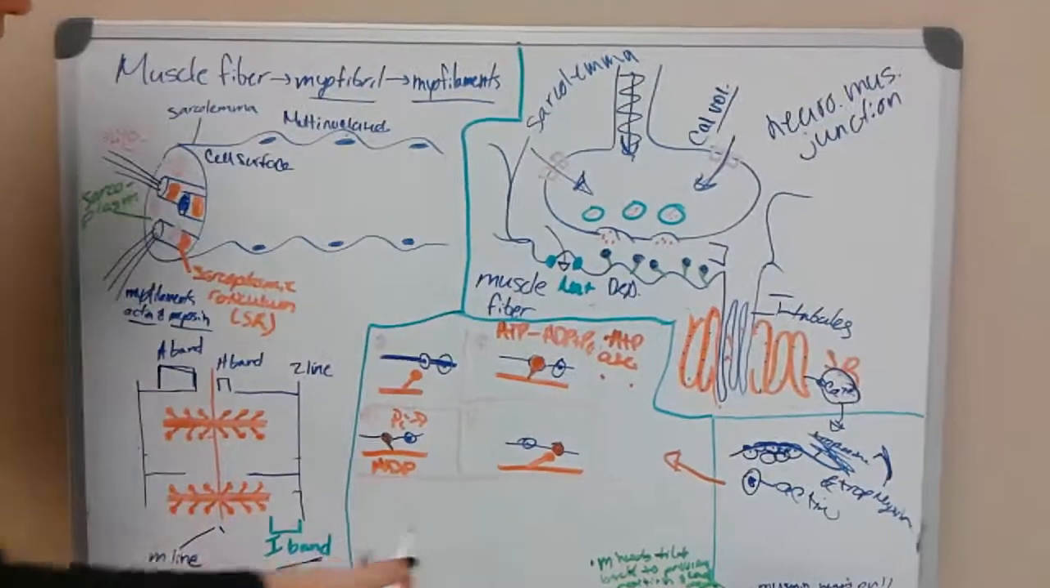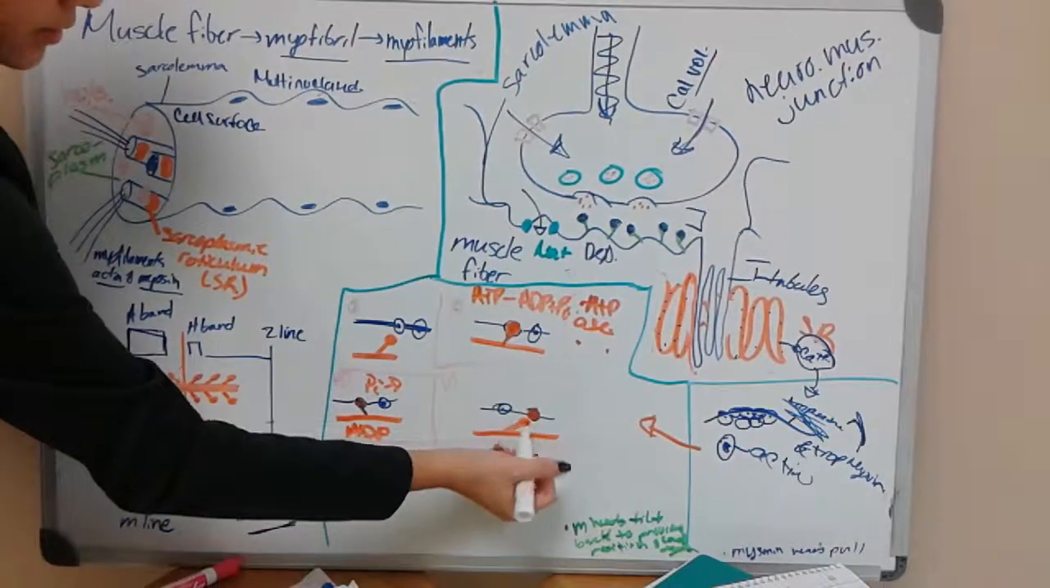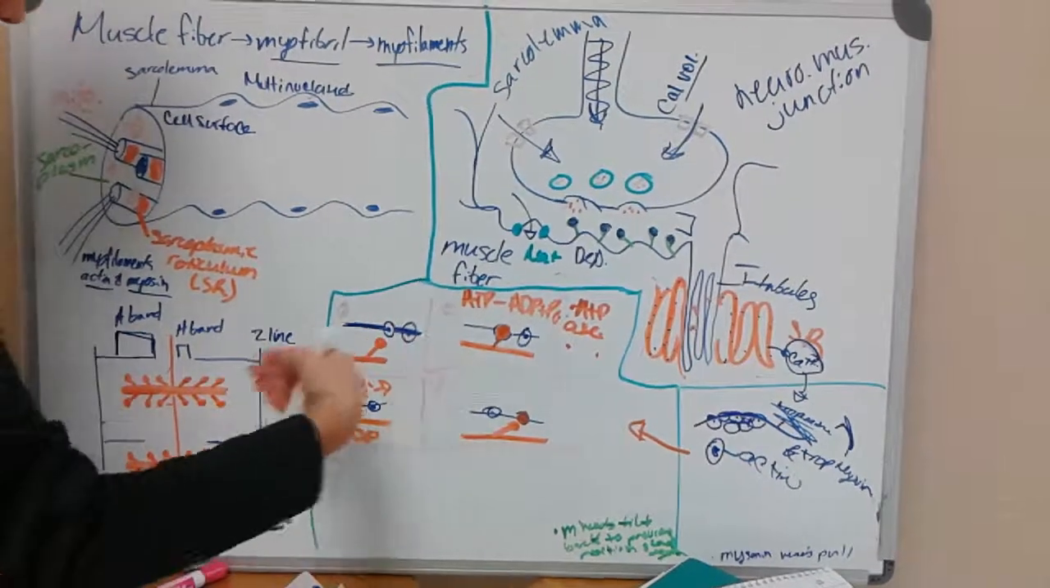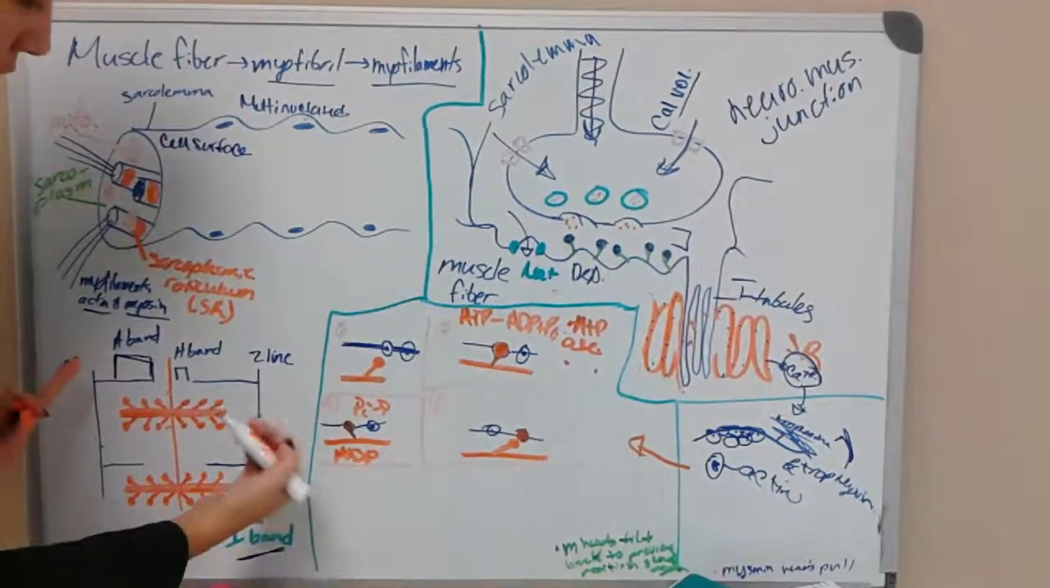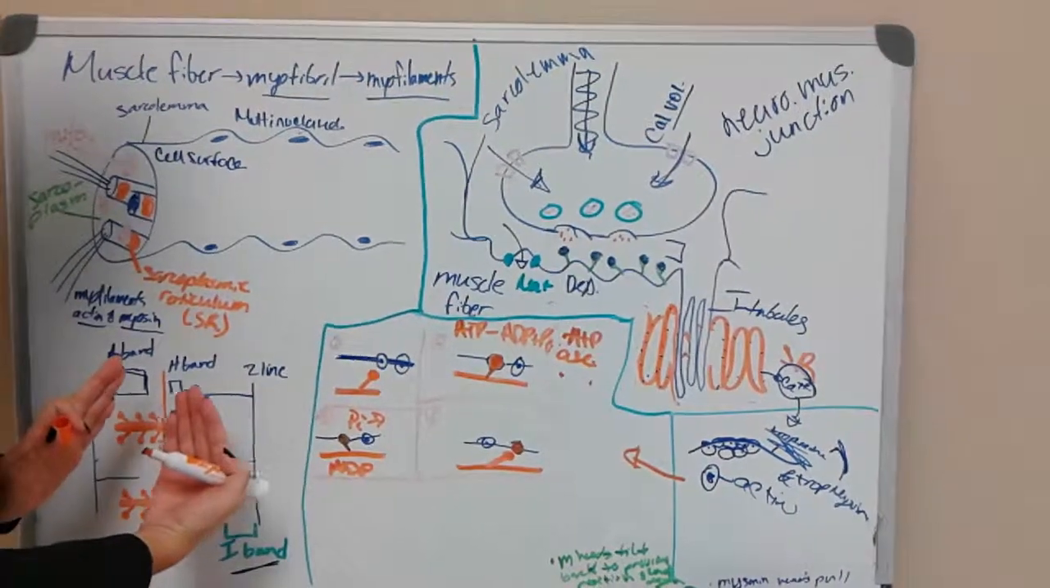And now when these contract or pull back, they pull back towards the M line, and the sarcomere becomes shorter due to the contraction.